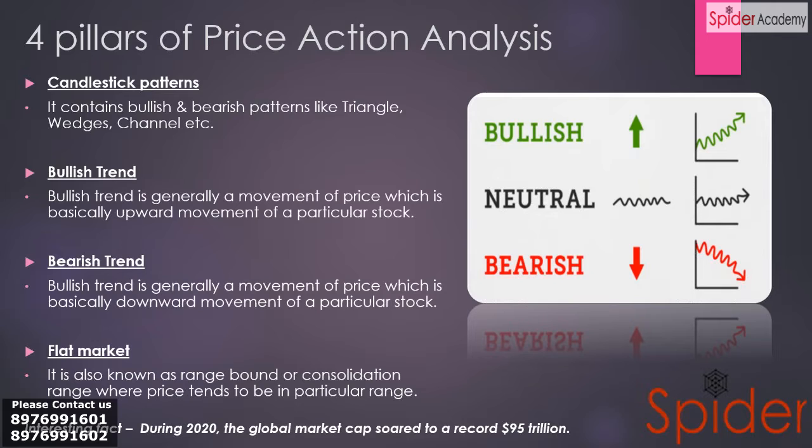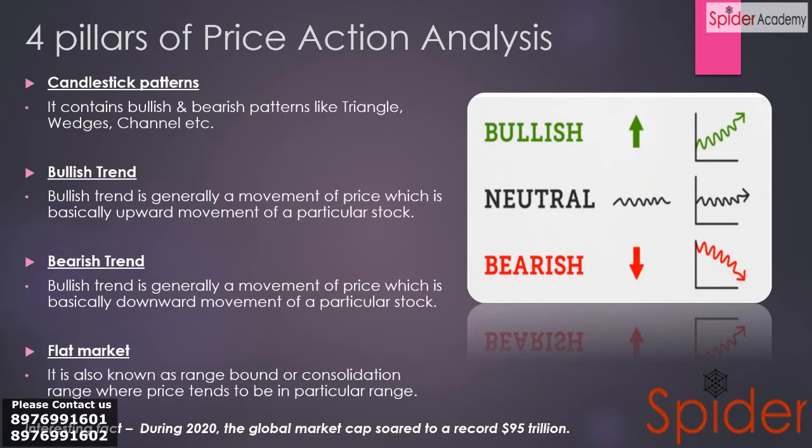बुलिश ट्रेंड हम लोग किसे कहते हैं? What is bullish trend? Bullish trend is generally a movement of price which is basically upward movement of a particular stock. सिमिलरली बेरिश ट्रेंड हमारा क्या होता है? जो हमको लगता है कि प्राइस यहाँ से नीचे जाने वाला है, और एक ट्रेंड जिसको हम लोग चार्ट देके हम लोग पता लगा सकते हैं कि हाँ ये बेरिश ट्रेंड है, that price is going downward from this particular area. Okay, another thing is flat market.